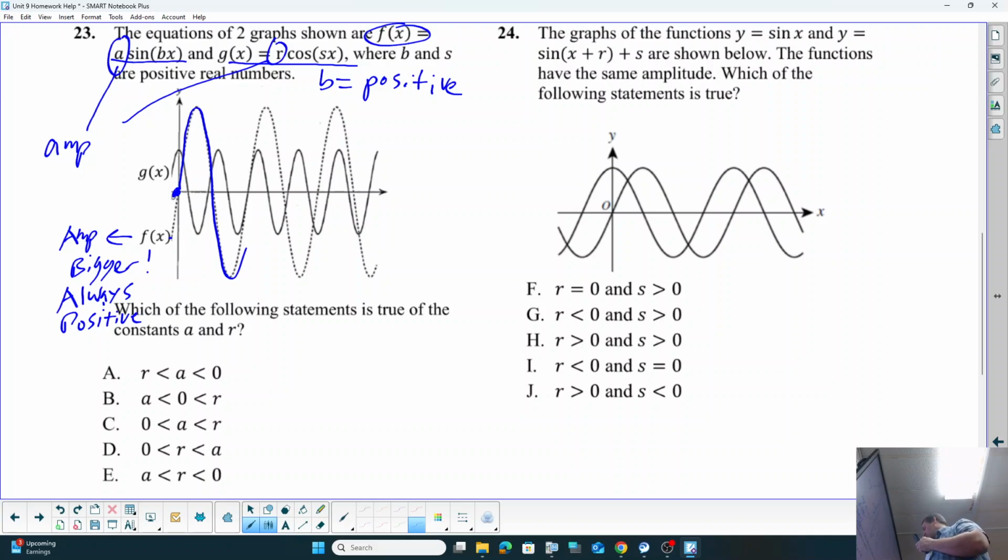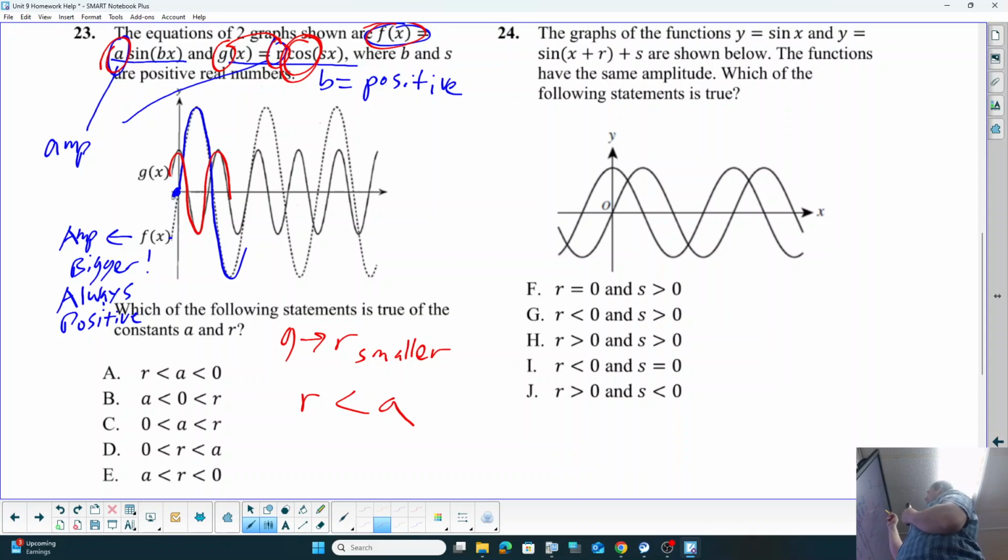Which of the following statements is true for constants A and R? Well, it looks like g is really small. So that means g goes with R, and R is going to be smaller. So R is going to be less than whatever 0 is. Double check that. We definitely know that R is less than f of x, and f of x is a. So R is less than a, but we're still not sure. Is it negative? Well, it says it's cosine.